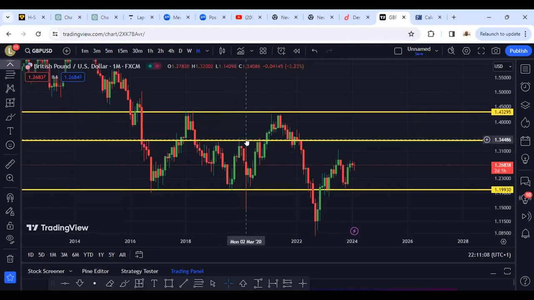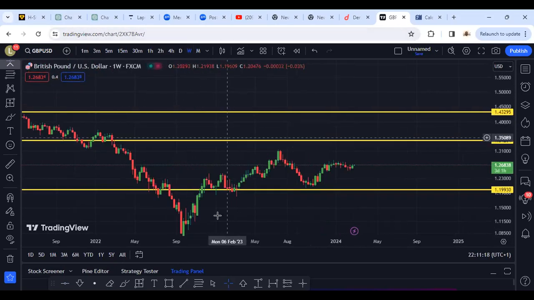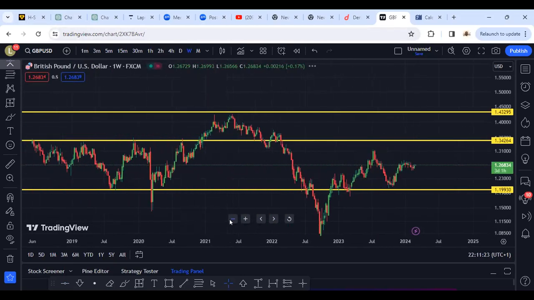Like here, it's another zone. This is a major zone, but this is also another zone. Very important. So now I've drawn it with monthly. Let me go to weekly and also draw it with the weekly time frame.